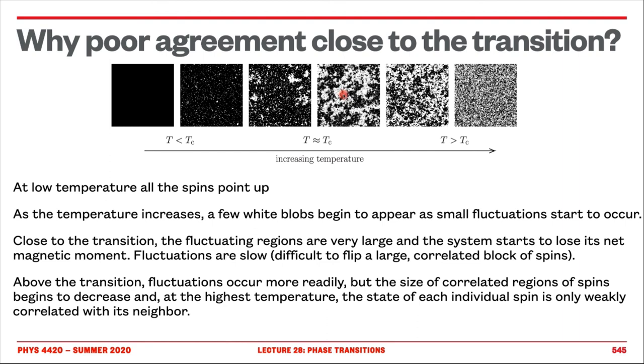Now, when you get very close to the transition, so to the phase transition temperature, you start to see more and more blobs here, and those fluctuations are actually pretty slow. The reason why they are slow is because you have those large domains, and it is very difficult to flip complete domains like we have here. But you start to create those domains that are growing larger and larger. And then at some point, when you're way beyond the phase transition temperature, you see that the correlation length between spins is essentially gone.